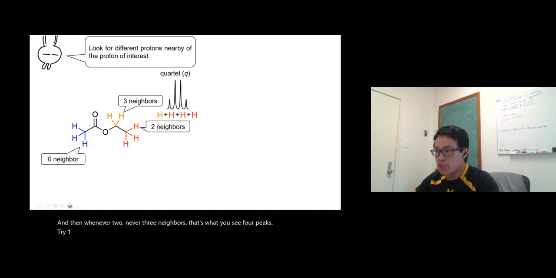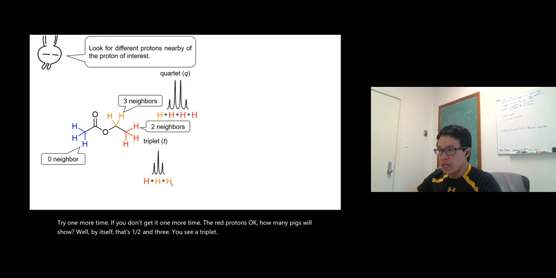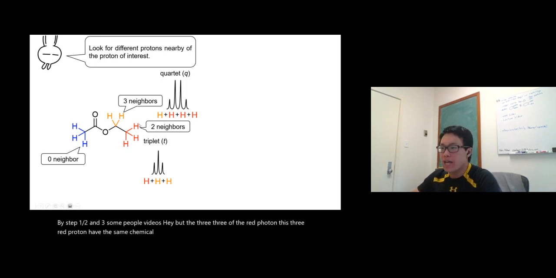Let's try one more time, if you don't get this. The red protons, how many peaks will they show? By itself, that's 1, and 2 neighbors, so you see a triplet. Some people get confused, because there are three red protons. Well, these three red protons have the same chemical shift, so they add up. You don't count them. You count the neighbors. By itself, 1 peak, and 2 neighbors, 2 more peaks, so 3 peaks total. The orange proton: by itself 1 peak, and three neighbors, 3 more peaks, 4 peaks total.